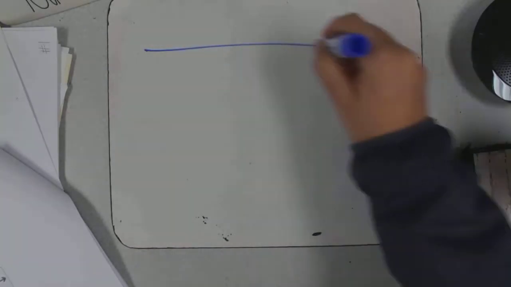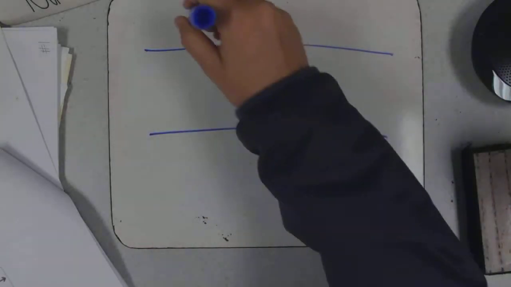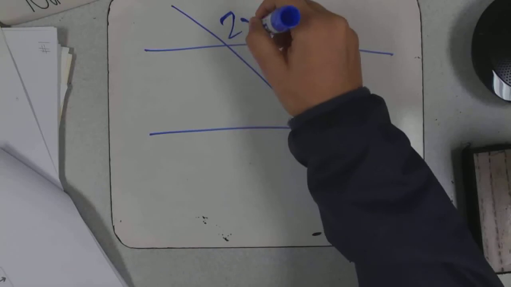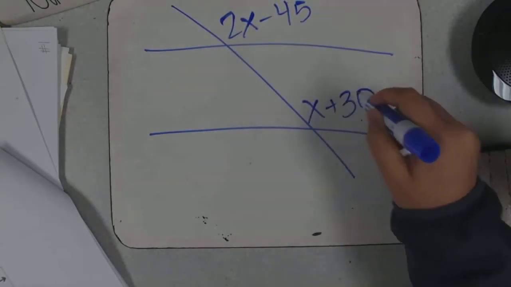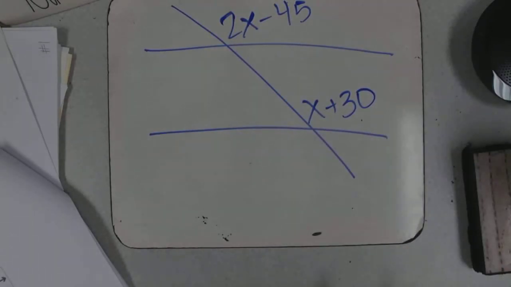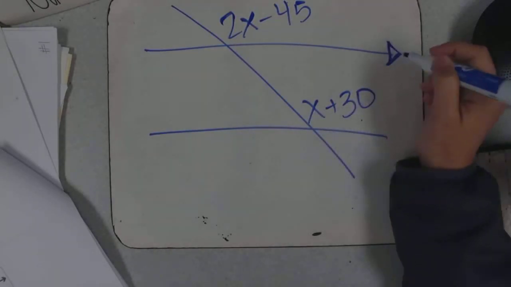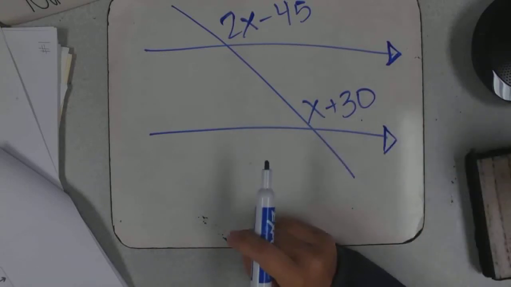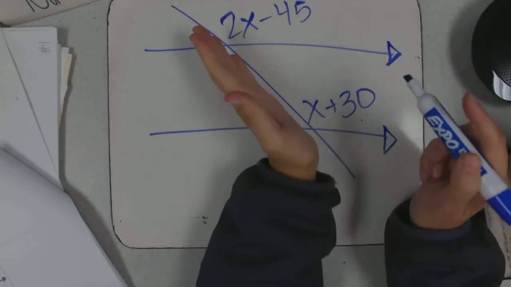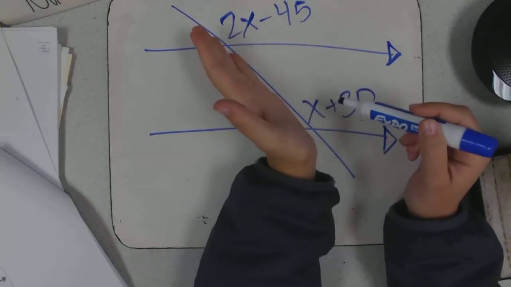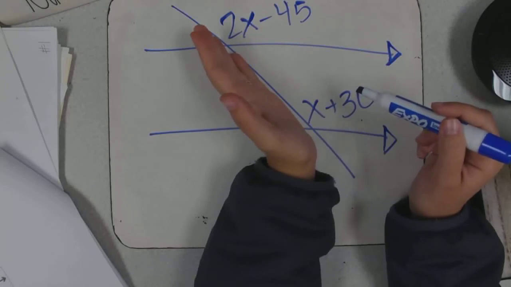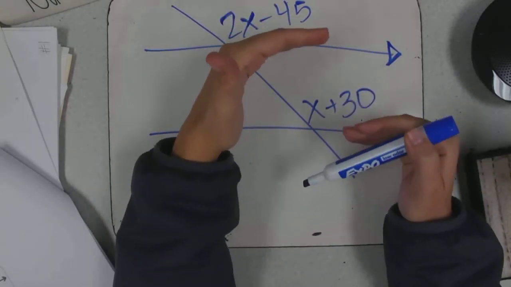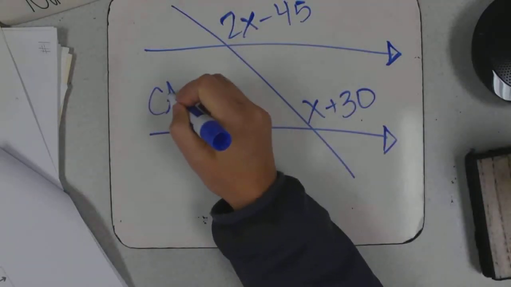We have the same diagram. I'm given 2x minus 45 for this angle, x plus 30 for this angle. These lines are parallel, I will tell you that. So what kind of angles do we have here? Well, these angles are on the same side of this line, so that means they're not alternate interior or alternate exterior. So they could either be same side interior or corresponding. Now they're not both between these lines, so this means that they're corresponding.